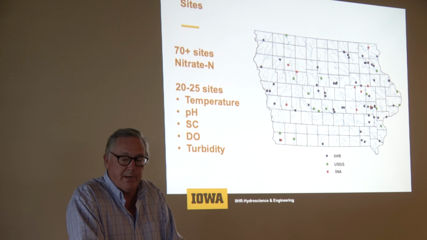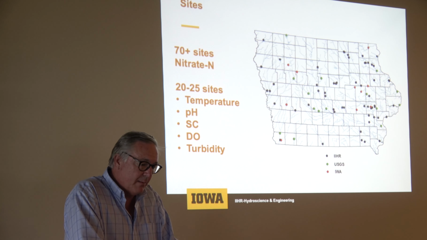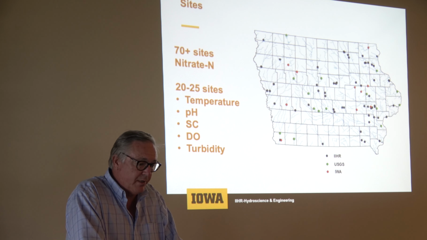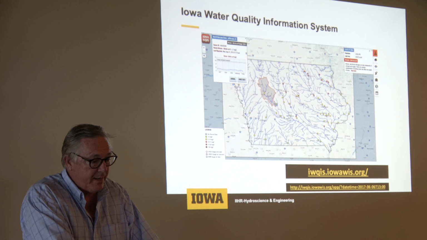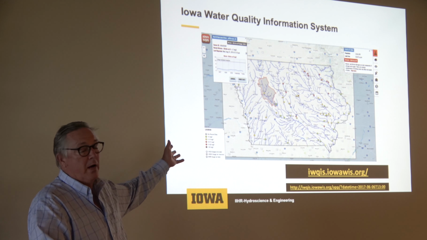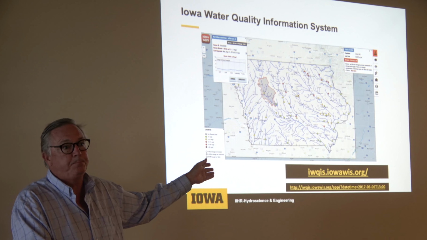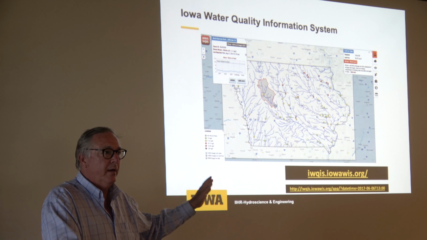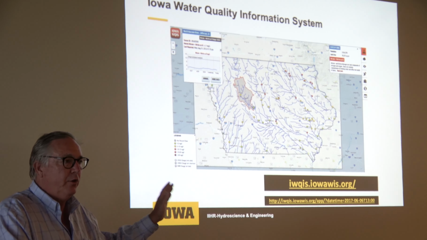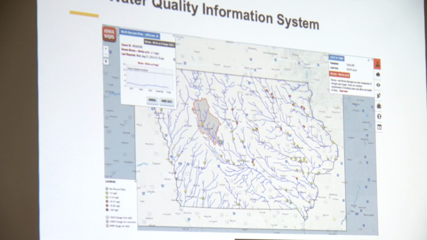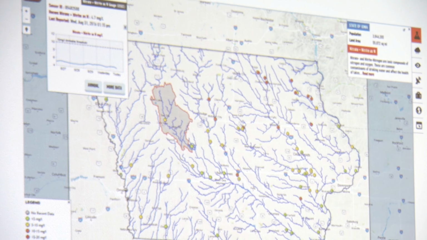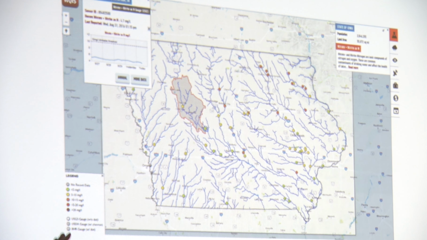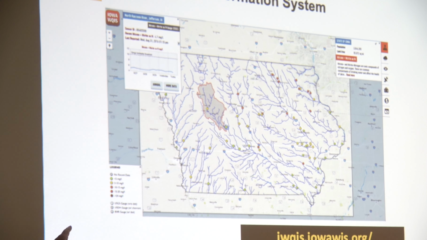We measure nitrate at all the sites, and then at a subset of the sites we're measuring temperature, pH, conductivity, dissolved oxygen, and turbidity. And all that data goes onto this marvelous website. And it's really quite a useful tool for people to learn about water quality in Iowa. Some real geniuses designed this thing. That wasn't me, some other guys. And so it's really a great tool.